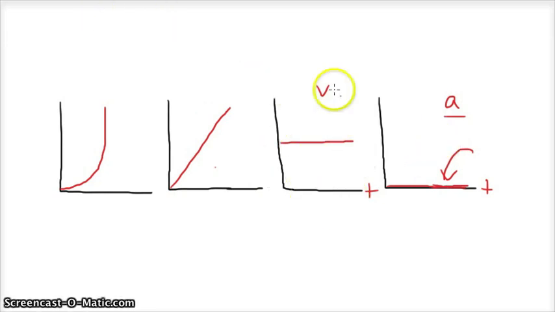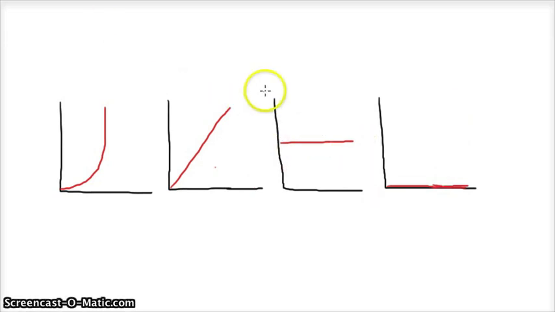Now if this is our graph of velocity, then this is going to be the graph of displacement, because you can see that our velocity is constant over time, which means our displacement will be constantly changing. In this case, constantly increasing, because you can see that our velocity is a positive value.